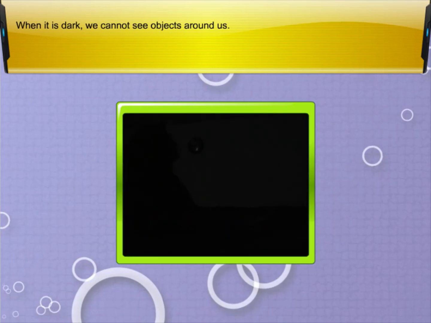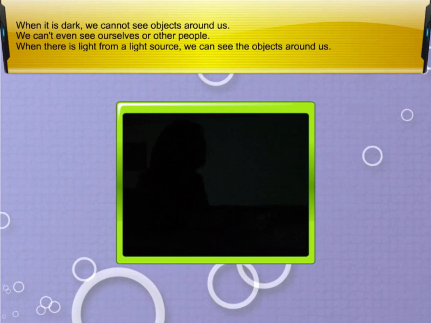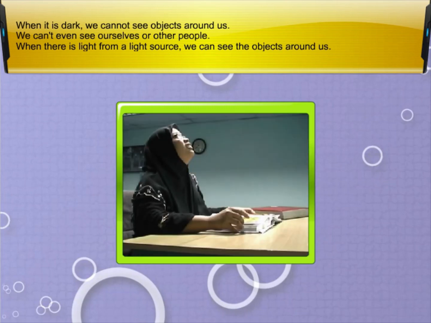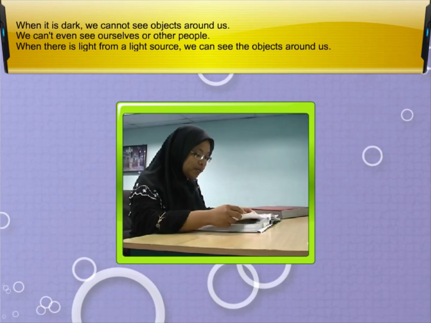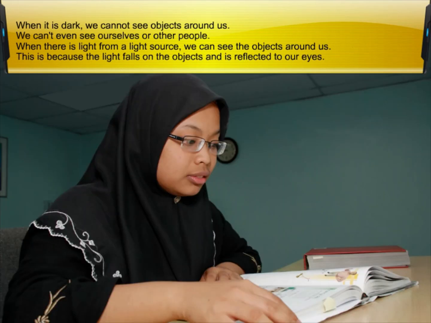When it is dark, we cannot see objects around us. We can't even see ourselves or other people. When there is light from a light source, we can see the objects around us. This is because the light falls on the objects and is reflected to our eyes.